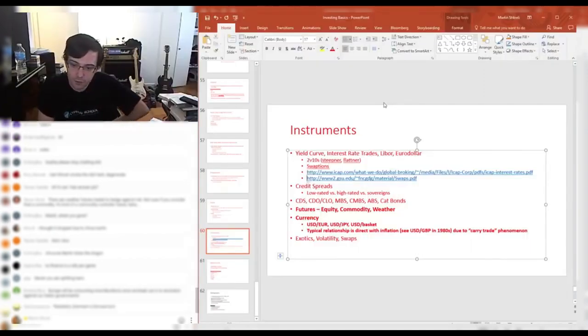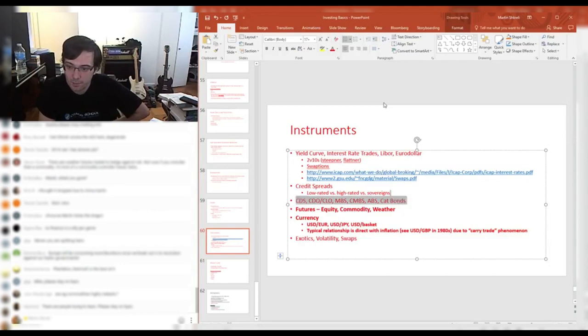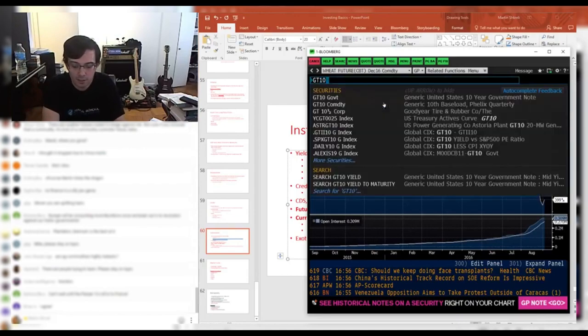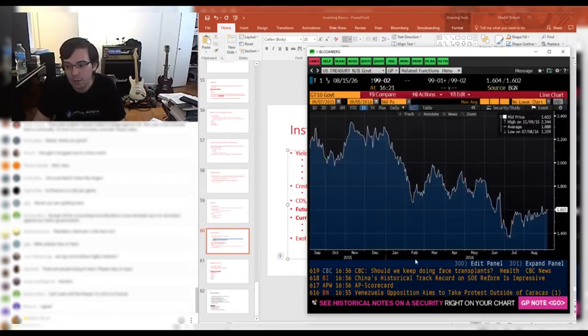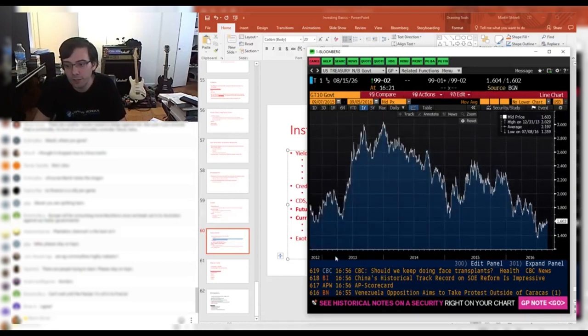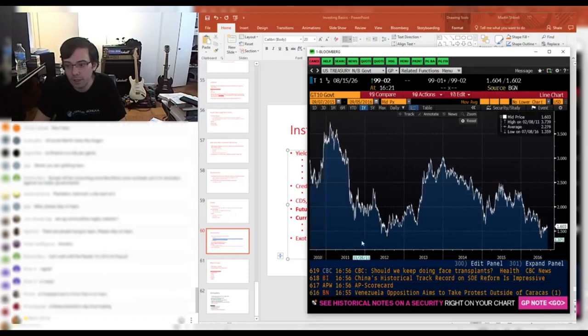Let's move on from futures and currency to some really interesting things, which is basically the entire sort of credit and debt markets, and those are really complicated. You can go to something as simple as a trade like this, maybe the most popular trade in the world, and it's a bigger market than the stock market, which is the U.S. Treasury market. People trade the U.S. Treasury market every day. It's a much bigger market than the U.S. equity markets in terms of trading activity.